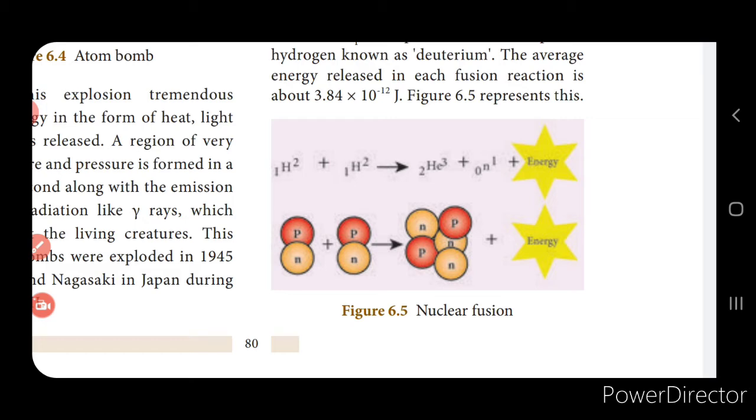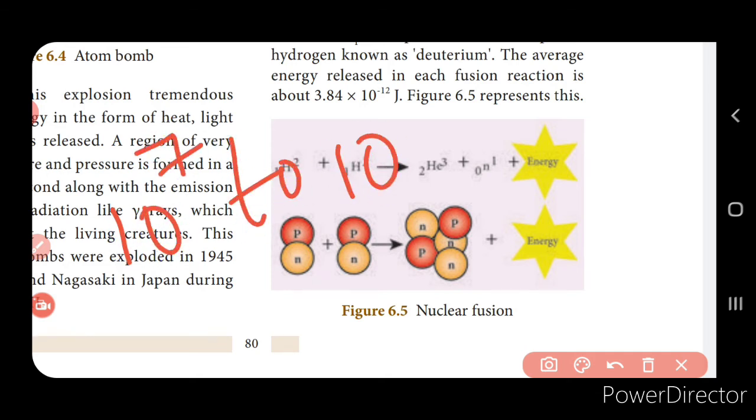So nuclear fusion is possible only at an extremely high temperature, that is, the temperature should be in the order of 10 to the power of 7 to 10 to the power of 9 Kelvin. Only when the temperature is 10 to the power of 7 to 10 to the power of 9 Kelvin, and at very high pressure, only then do the two lighter nuclei fuse together to form the heavier nucleus. So it is called a thermonuclear reaction. Why? Because it needs very, very high temperature.